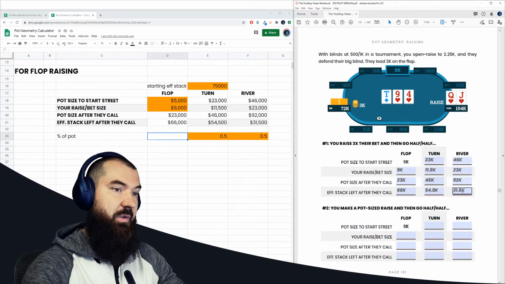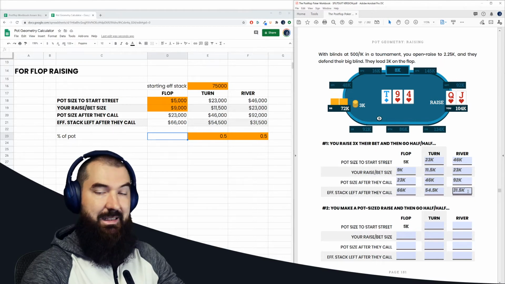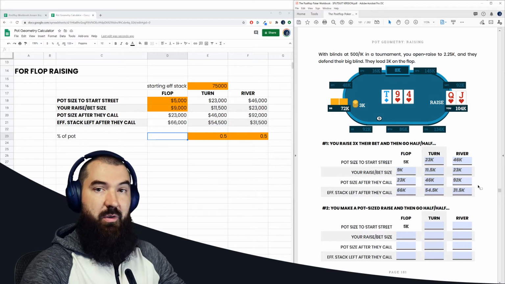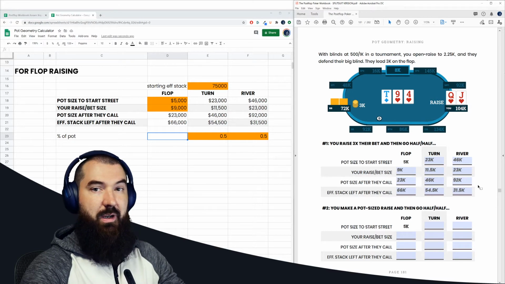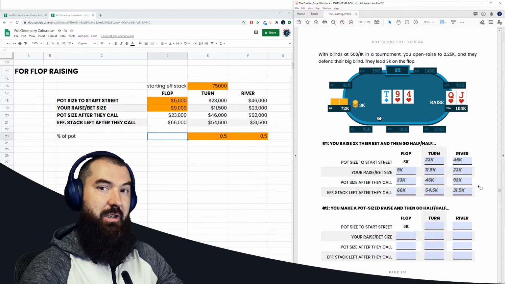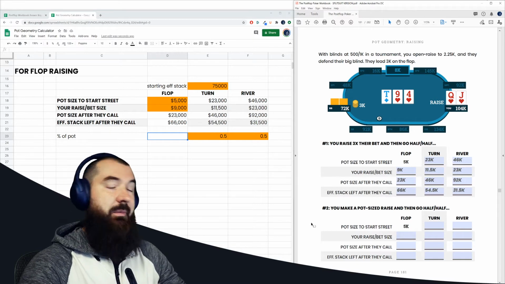In this situation, there's still money left on the river, so of course stacks did not get in, and that might be something to keep in mind, especially if you have a big hand and you're trying to figure out, hey, can I get stacks all in? Can I get a full payoff in this situation, yes or no? Good, so that's how we do number one.